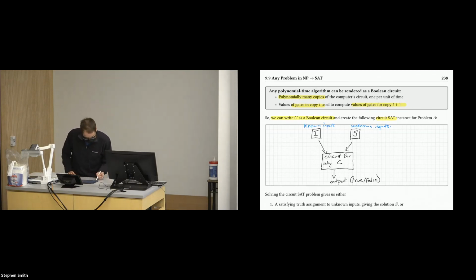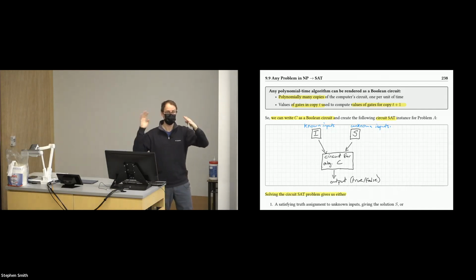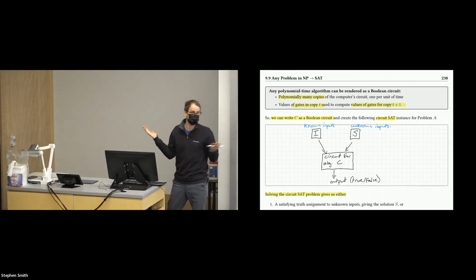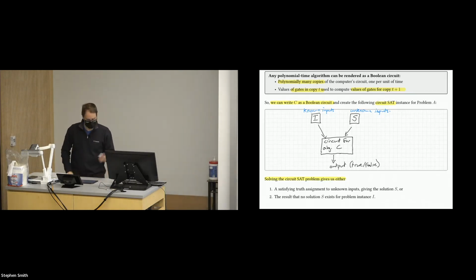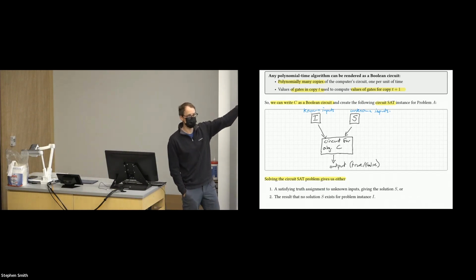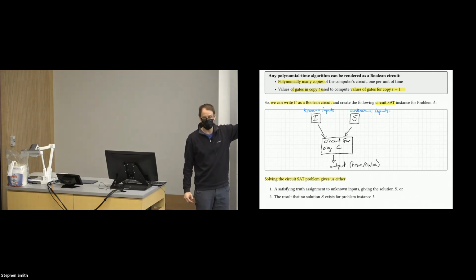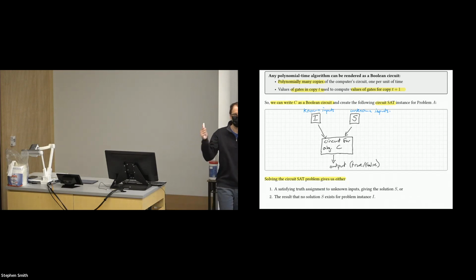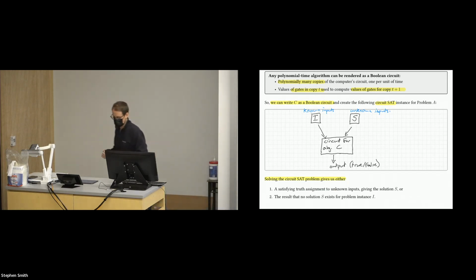So solving this circuit SAT problem either gives us a satisfying truth assignment to the unknown inputs, meaning it would be a solution for which our algorithm C determines that yes, S is a solution to I. So it is a true solution. Or it tells you that no solution exists. It can't find an assignment to the variables in S to make the output of the checking algorithm true. So it can't find a solution to instance I, in which case no solution exists. So you either get a solution S or you get that no solution S exists.